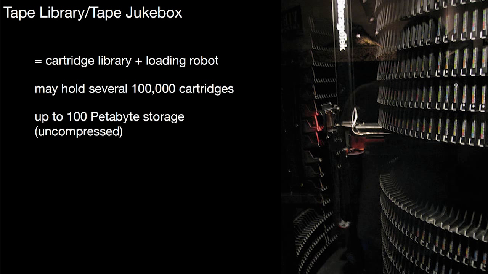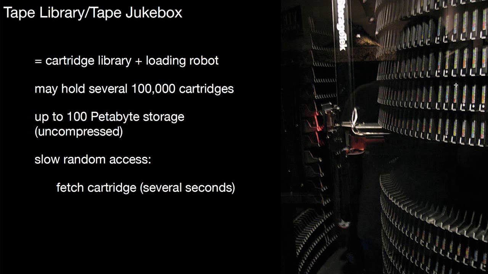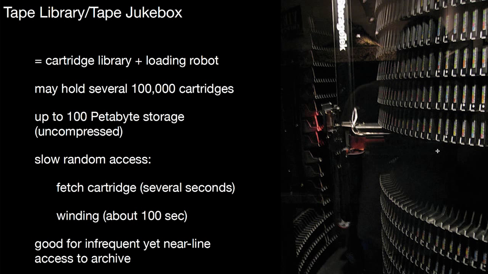But random access in such a tape jukebox is even slower, of course, because it's not only winding, it's also access to the right cartridge. So you have to first fetch the cartridge. The robot arm has to be placed in the right position on the spindle and fetch the right cartridge. And then again, there's winding once the cartridge was positioned in the cartridge reader. So this type of storage is good for infrequent yet nearline access to the archive.